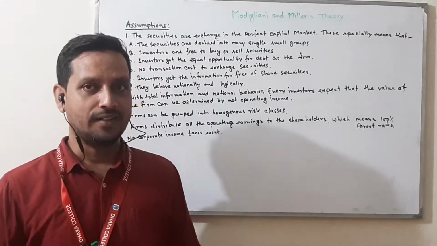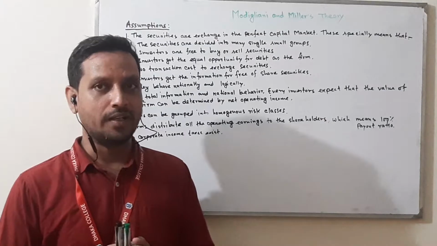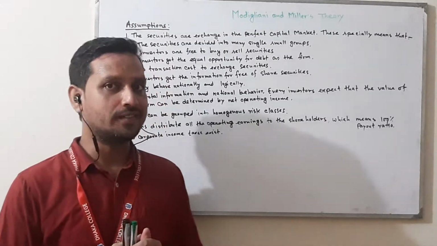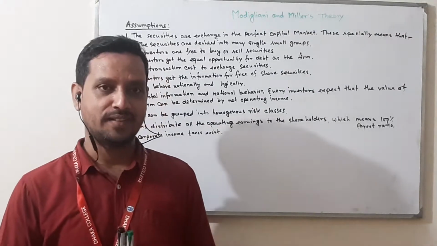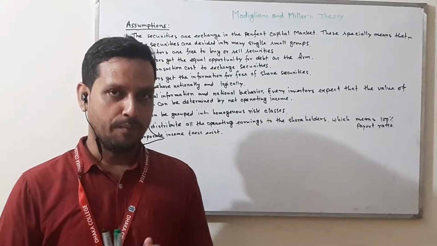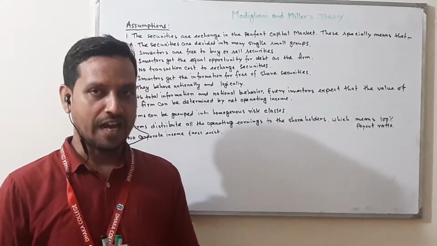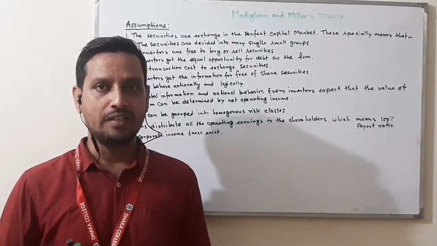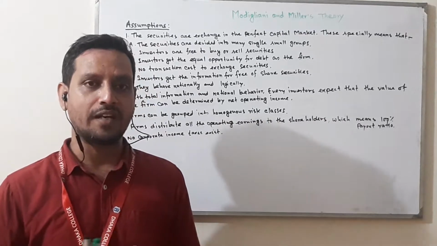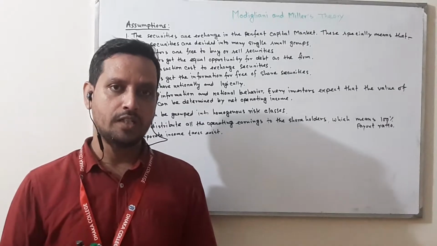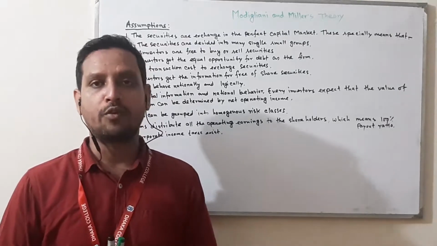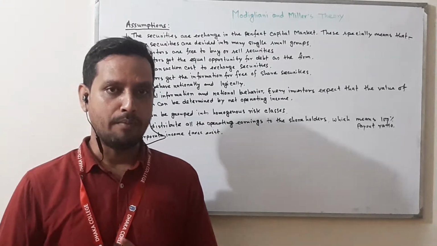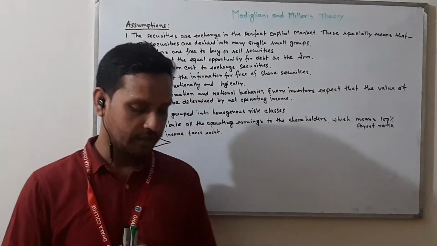Okay, dear students, today I will discuss Modigliani and Miller's theory. Modigliani and Miller's theory was first introduced in 1958 by Franco Modigliani and Merton H. Miller.